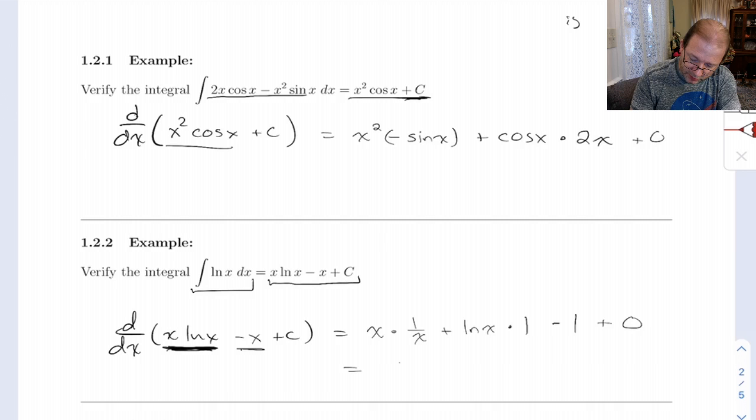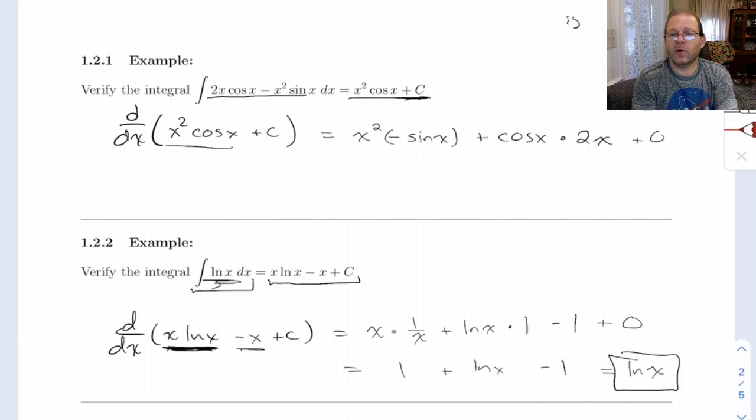So notice what we get here. This is 1 plus ln x minus 1. That just gives us ln x, which is what we were looking for. So we're able to verify this even though we can't do that integral over there yet. All right, that's it for this part of this section. So we'll stop here.